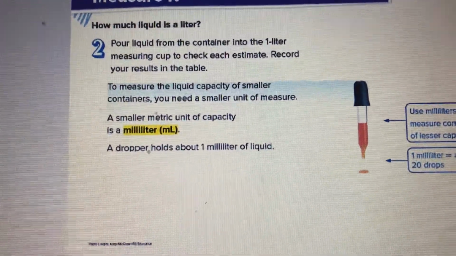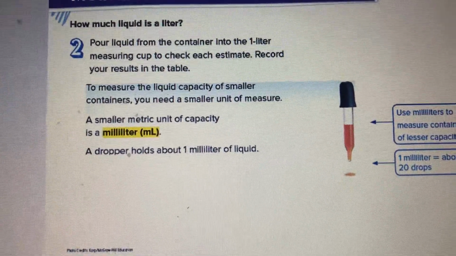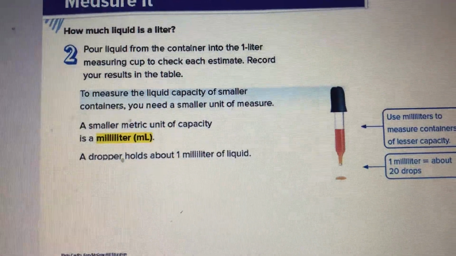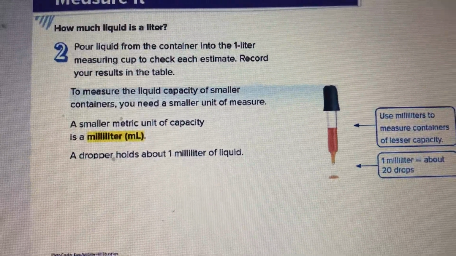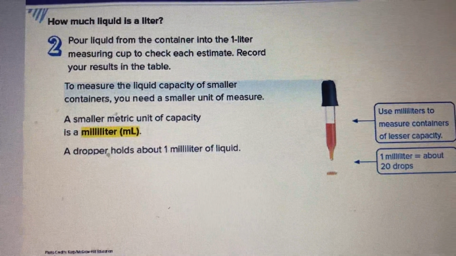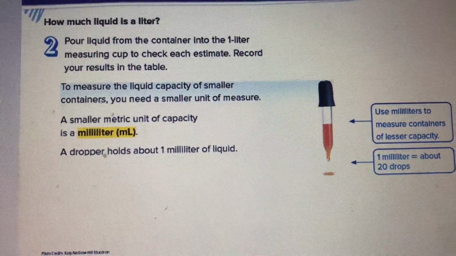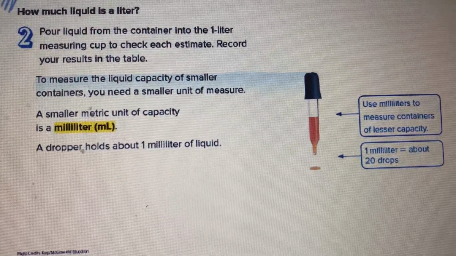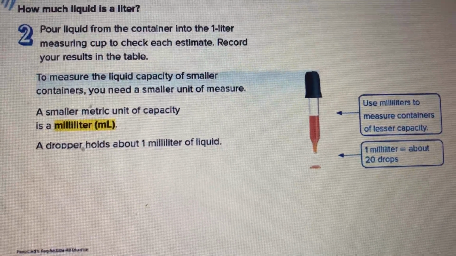Okay, pour liquid from the container into the 1 liter measuring cup to check each estimate. Record your results in the table. To measure the liquid capacity of smaller containers, you need a smaller unit of measure. A smaller metric unit of capacity is a milliliter. A dropper holds about 1 milliliter of liquid.